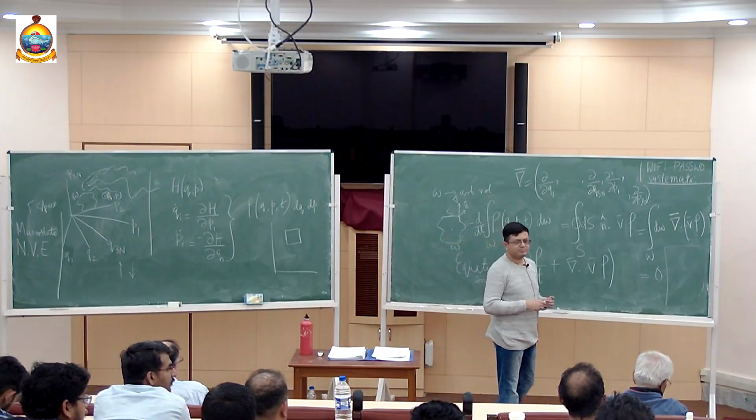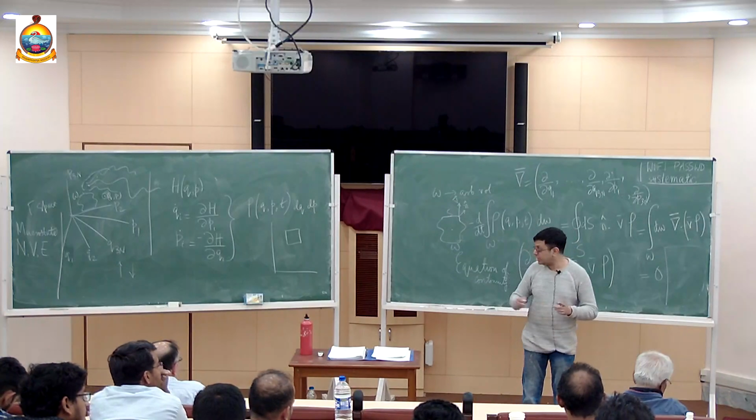In the case of spin, there are n spins. There are 2 raised to n, 2 to the n microstates.